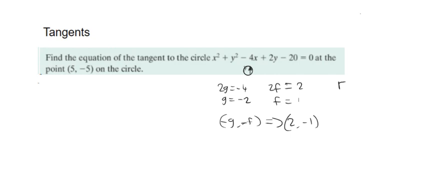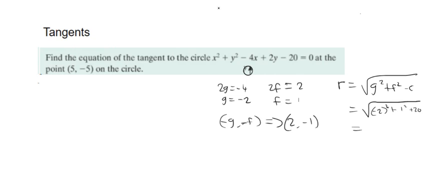So then our radius, I can get it as well. That's just going to be the square root of g squared plus f squared minus c. So that's the square root of minus 2 squared plus minus 1, or well 1 squared, minus minus 20, so that's plus 20. So that's going to be the square root of 25, so that's going to be 5. So our radius is 5.